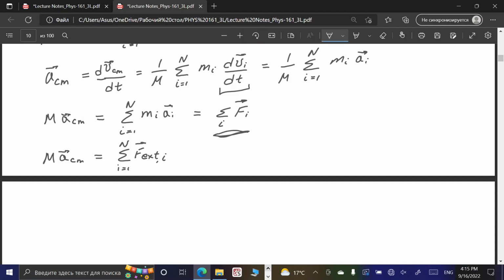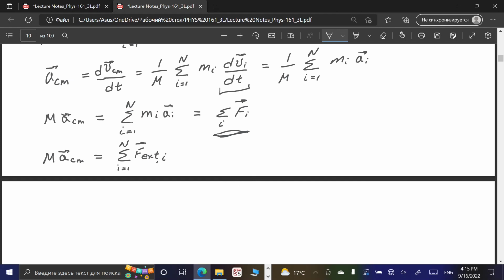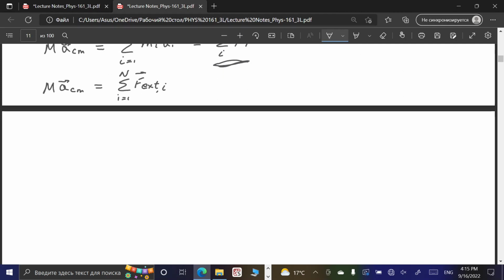So in order to get this impulse of the net external force on the many-body system, we will go for integration over time. So we can write here that the integral of the sum from i equal unity to capital N of all external forces over time, according to this equation, will be equal to the integral of the total mass of the system times the acceleration vector dt.